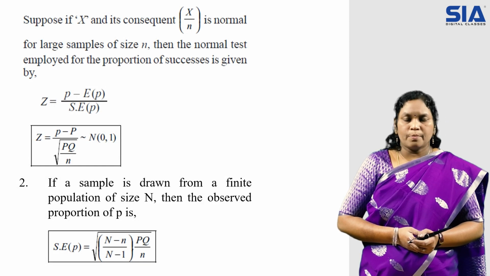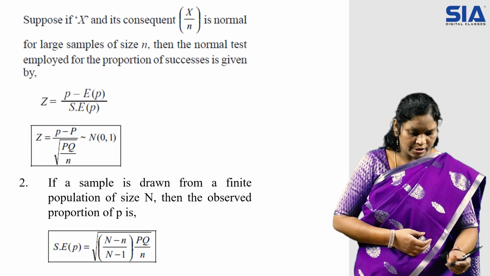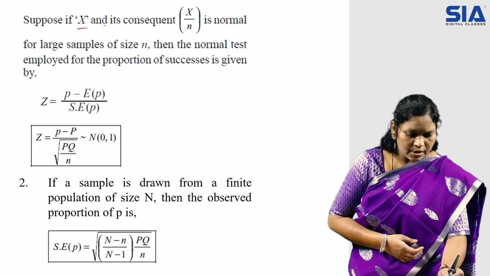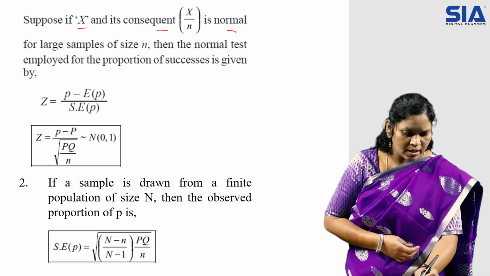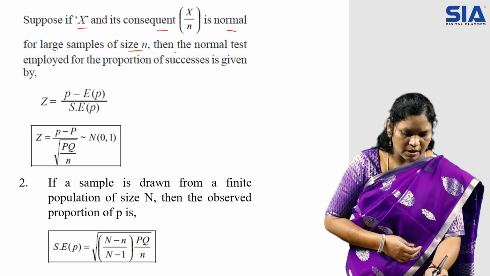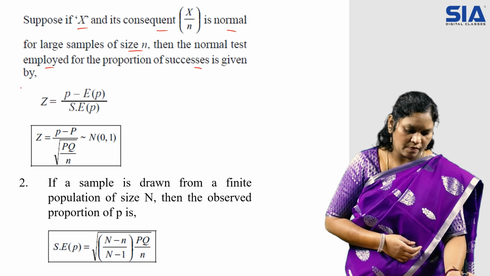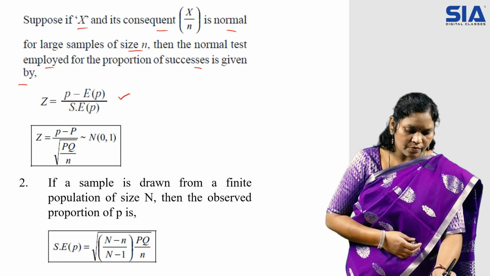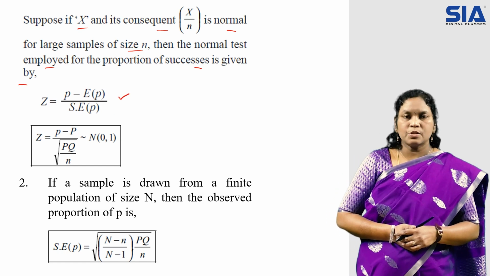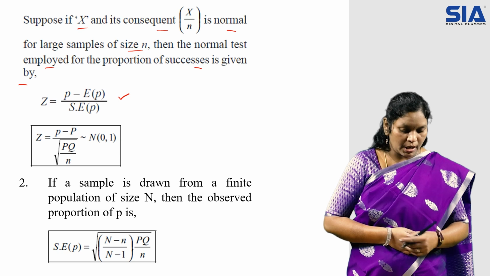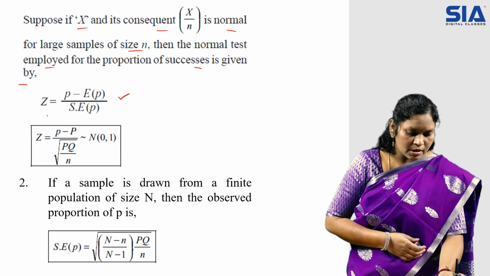So in that way we'll obtain the z value. Let us check how we have obtained it. Suppose x and its consequent x by n is normal for large samples of size n, then the normal test employed for the proportion of success is given by the following formula. First let us write the formula, then substitute whatever values we have just obtained. So this becomes the formula of the normal distribution.